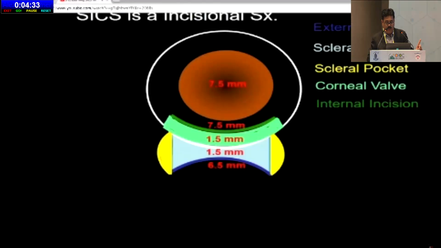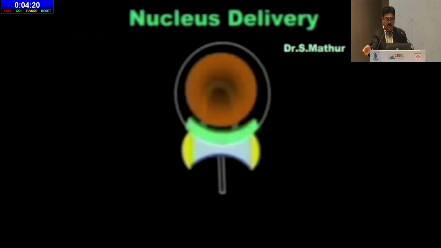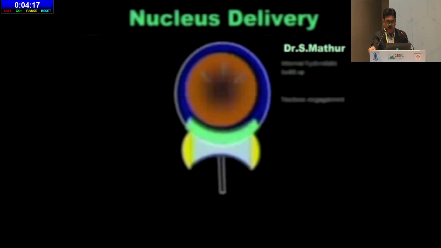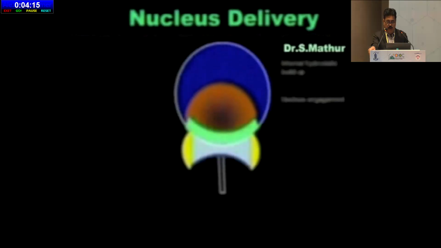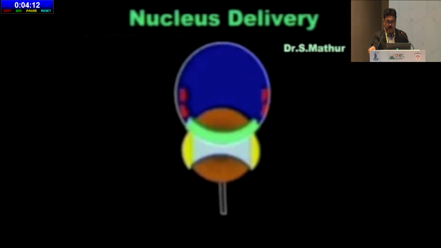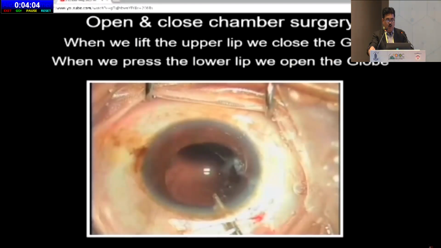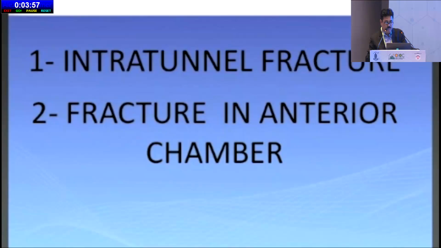The external incision is 1.5 millimeters away from the limbus, and 1.5 millimeters inside the limbus. On the inside, you make side pockets so that the incision becomes 7.5. You increase the intraocular pressure inside the eye. Once the nucleus engages in the wound area, it passes over the posterior lip of the wound, like a fish mouth opening, and the nucleus comes out. This is the basic principle of a closed chamber surgery: when we lift the upper lip, we close the groove; when we press over the lower lip, we open the groove.